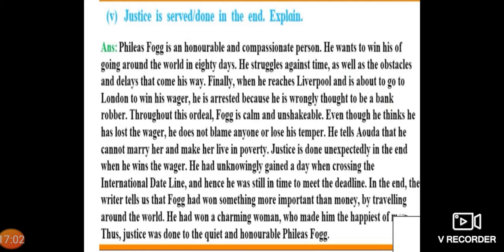He had unknowingly gained a day when crossing the international date line, and hence he was still in time to meet the deadline. In the end, the writer tells us that Fogg had won something more important than money by traveling around the world. He had won a charming woman who made him the happiest of men. Thus, justice was done to the quiet and honorable Phileas Fogg.